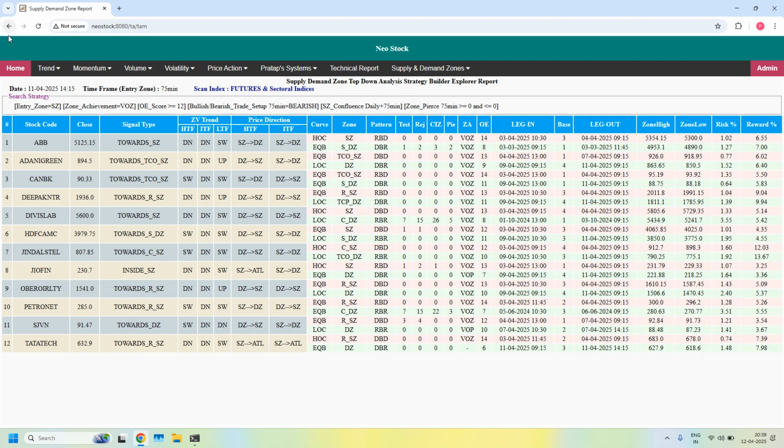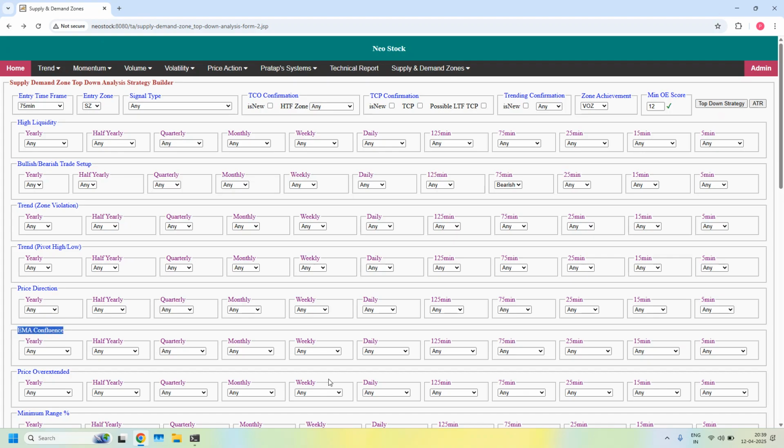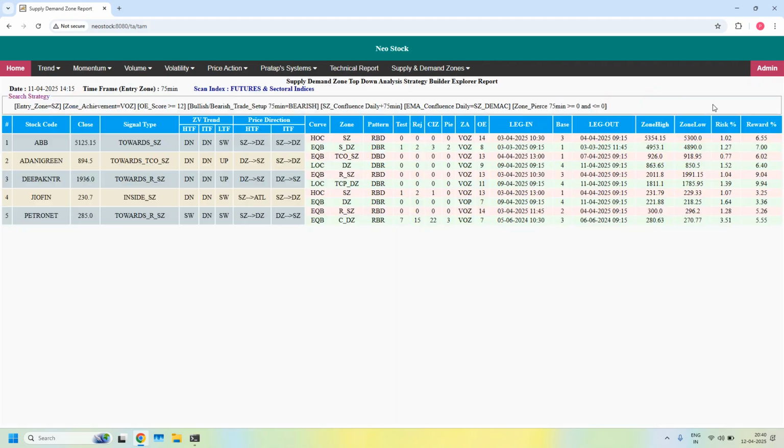Let's verify. In the EMA confluence at daily time frame, we are checking whether the daily supply zone is having daily EMA confluence, because the 75 minute supply zone overlapped with the daily supply zone. So let's filter. We got 5 stocks. So these 5 75-minute supply zones might be having much more strong order flow compared to the other stocks. That way we are saying these zones might be having more success.